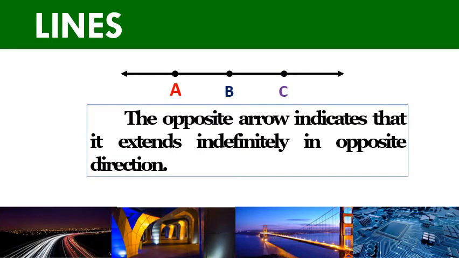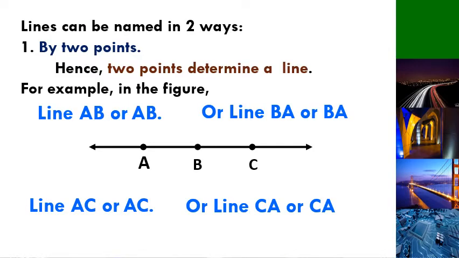So the opposite arrow indicates that it extends indefinitely in opposite directions. Lines can be named in two ways. It could be named by two points. Hence, two points determine a line. For example, pwede nga line AB, line BA, line AC, line CA. Basta may ara ka nga sang duwa ka points nga situated or within a line.